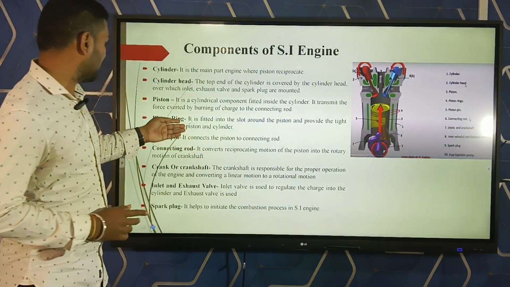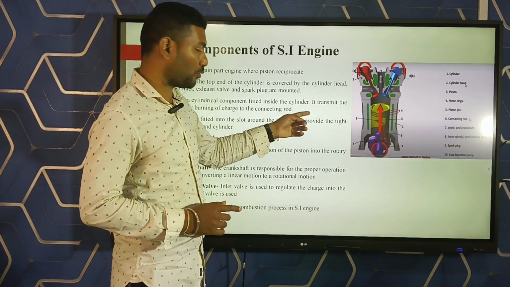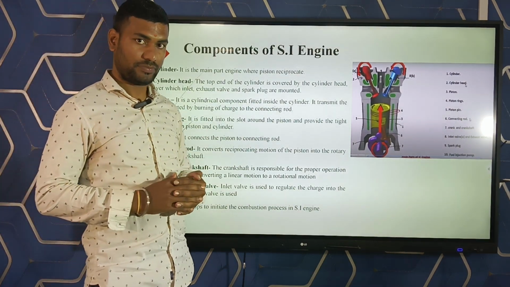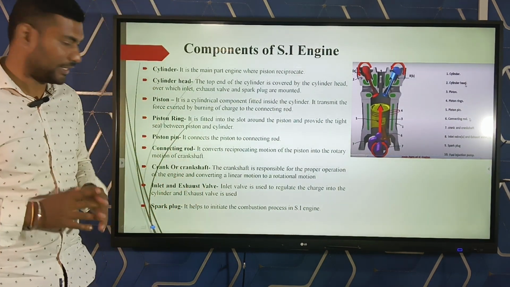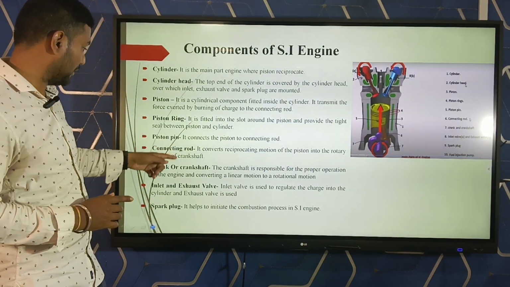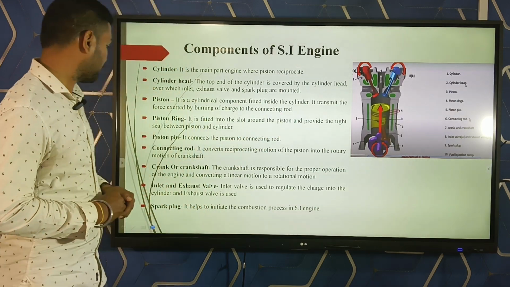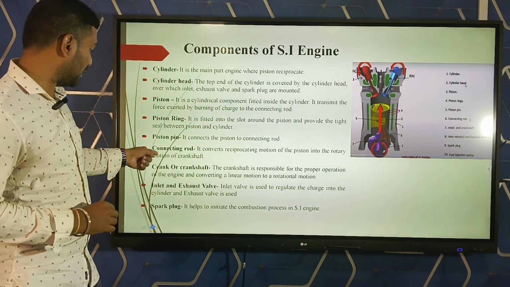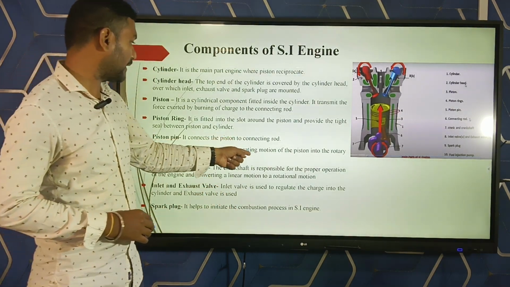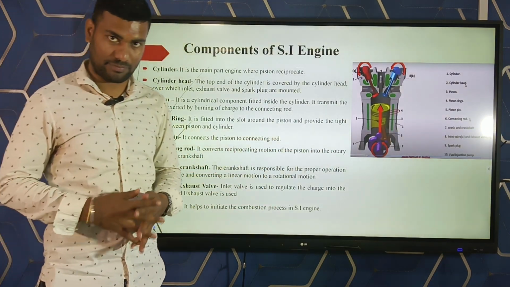It is fitted into the slot around the piston and provides a tight seal between the piston and cylinder. Fourth point, piston ring, complete. Fifth component is the piston pin. It connects the piston to the connecting rod. And sixth component is the connecting rod. What is a connecting rod? It converts the reciprocating motion of the piston into the rotary motion of the crankshaft.